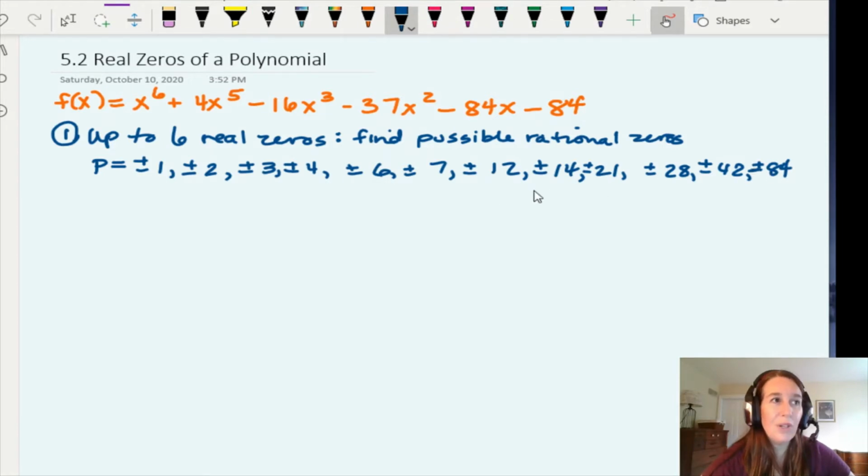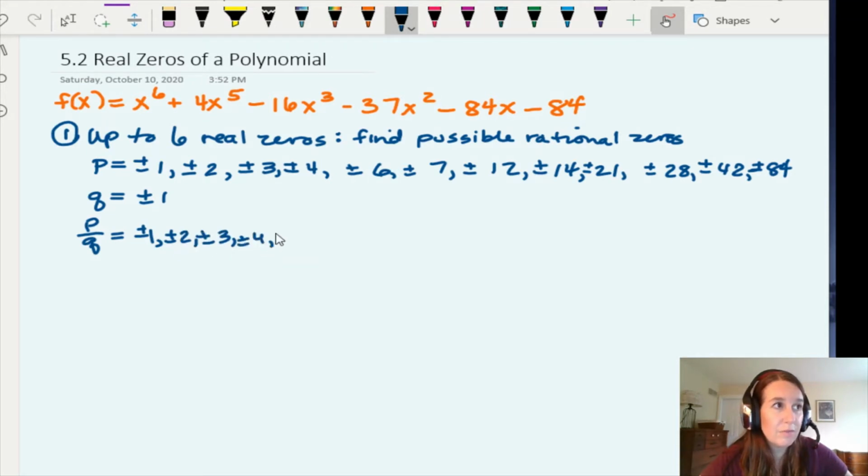Okay, so I've listed out all those possibilities for you. Now q is literally 1, right? It's the number in front of the x to the 6th term, so that's plus or minus 1. So our possible rational zeros, p over q, is plus or minus, and then it's this entire list. So we actually could have large rational zeros up to 84 or negative 84. That is a lot of numbers there. Okay, so we list those out, and we know those are our possibilities.